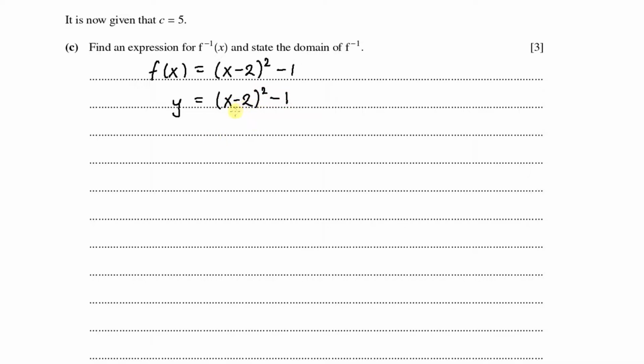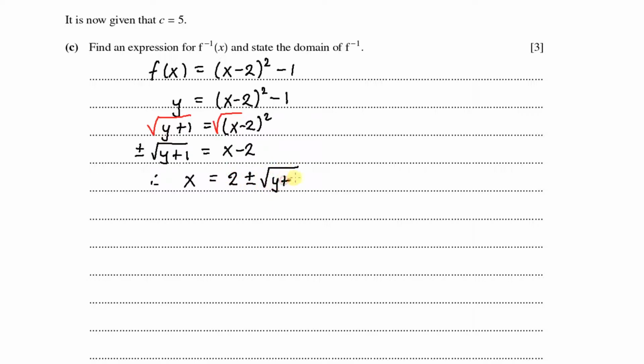And here I'm going to try to make x the subject. So I'll add 1 to both sides. So y plus 1 is equal to (x minus 2) squared. And I'm going to square root both sides. So I'll square root here and square root here. This means that I'll be left with x minus 2 here, and here we'll have plus or minus the square root of y plus 1. So eventually we get x, adding 2 to both sides, as 2 plus or minus the square root of y plus 1.